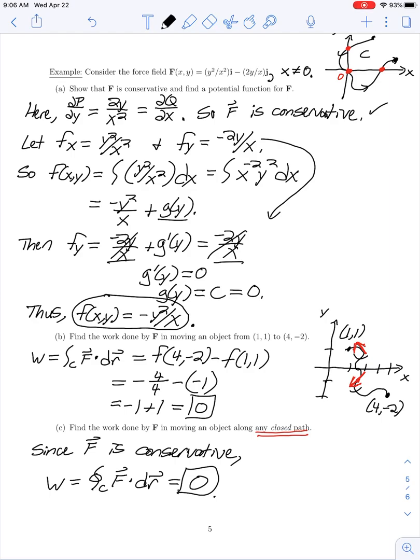And this fundamental theorem for line integrals says that any line integral of a conservative vector field is independent of path. That is, it only matters what the endpoints of the curve are. And the line integral of a conservative field over any closed path must be 0. So we're seeing that in this section, conservative vector fields have very nice properties related to their line integrals.